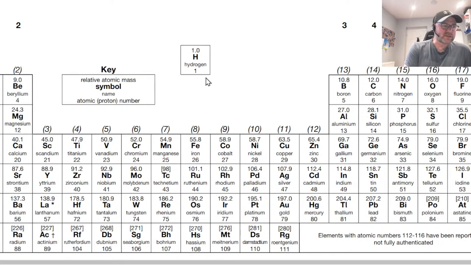Let me just see if this is switched over. Yeah, you're with me. Great. Just wanted to see if the periodic table had appeared on the screen. Check out the mass numbers now.